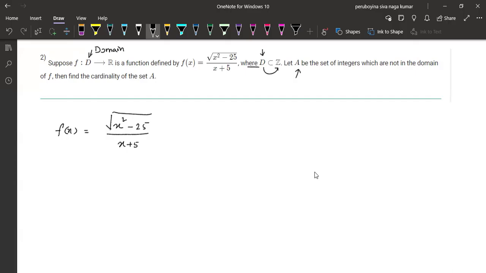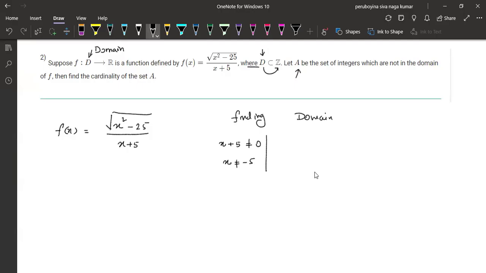Actually, you can see it is a question of finding the domain. So this is a rational type of function. Numerator and denominator exist. First, we will analyze the denominator for existence. So the denominator is x plus 5. For existence of this f of x, it should not be 0. That is rule number 1. That means x cannot be minus 5. Okay, that is condition 1.